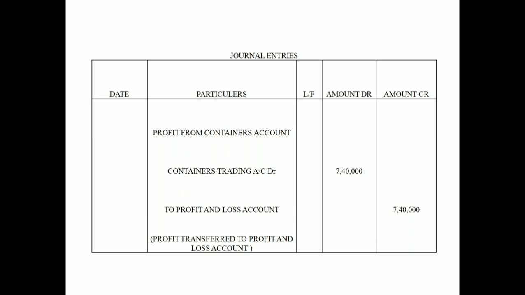So this is the way. These are the journal entries that you make in the case of containers and packages. The last entry is the profit: you transfer the profit calculated in the containers trading account to the profit and loss account.